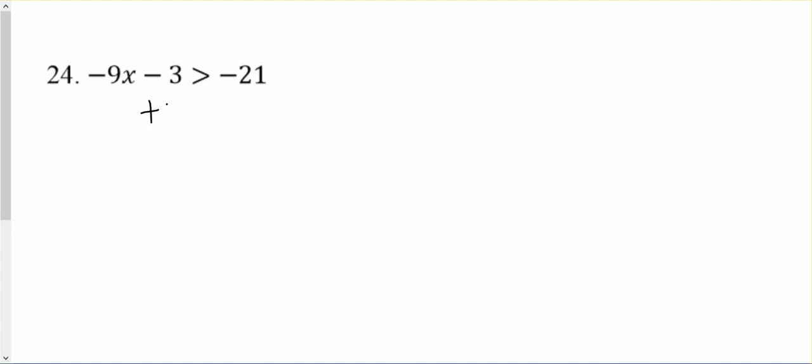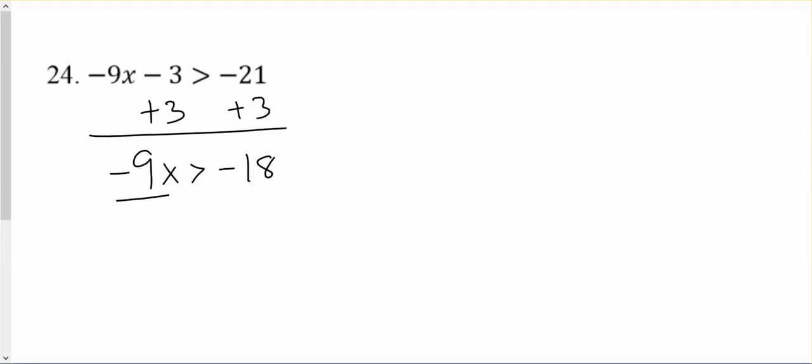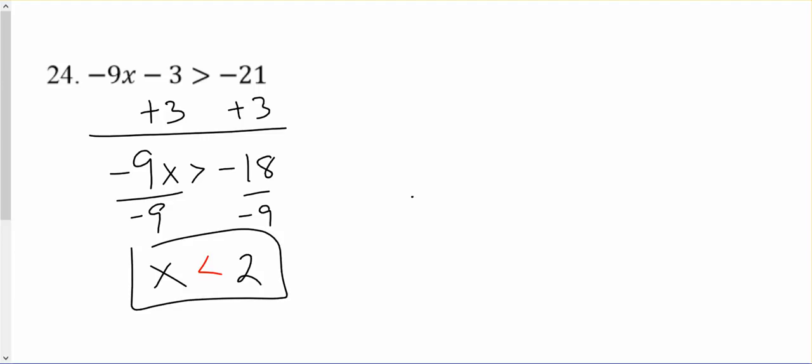24, add 3. Negative 9x is greater than negative 18. Divide by negative 9. Divide by negative 9. We divided by a negative, so we need to reverse the inequality symbol. 2 negatives make a positive. So we have all real numbers less than 2. No equal sign, so an open circle, and less than goes to the left.